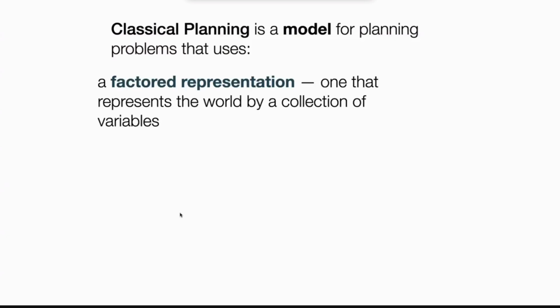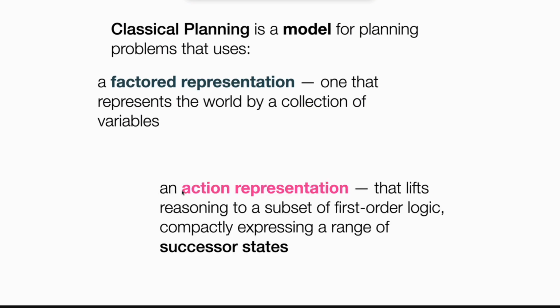So classical planning has two things that make it unique. One is that it uses a factored representation. A factored representation describes the state as a collection of independent variables. So we can think about a world state as a collection of variables, exactly like we did in the first lecture. We'll give an example of that.